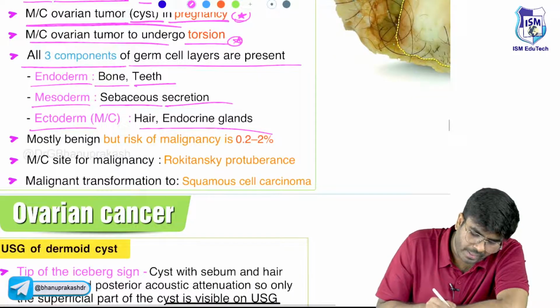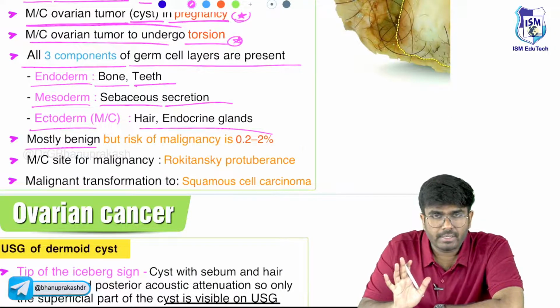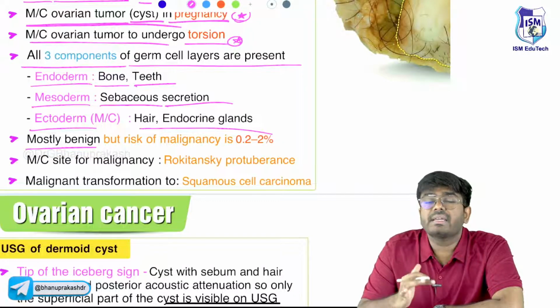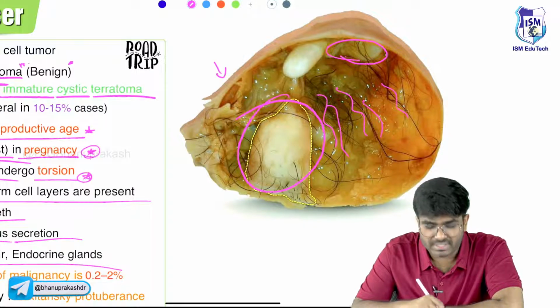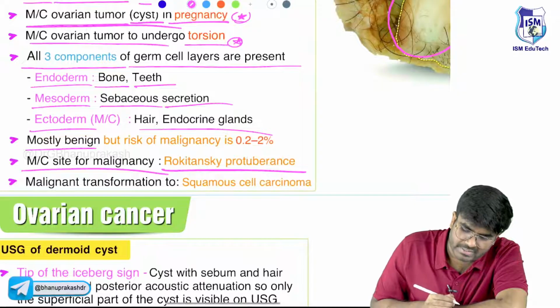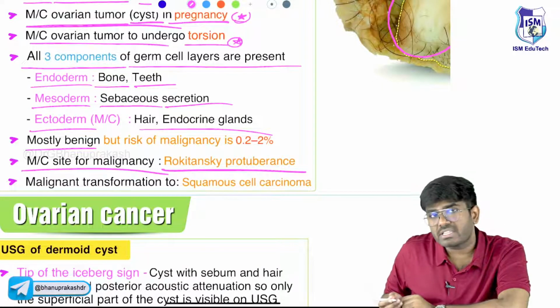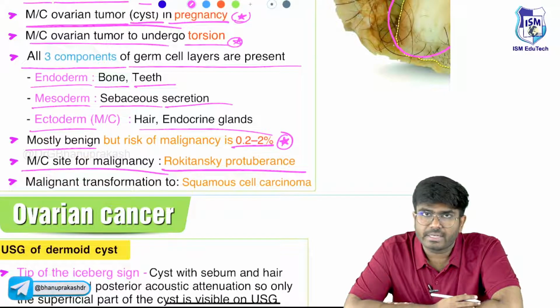Teratomas are mostly benign, they are mature, but they can turn into cancers. Which area can turn into cancer? The Rokitansky protuberance is the most common site for malignancy. And what is the chance of turning into cancer? About 0.2 to 2% chance that they can turn into cancer.